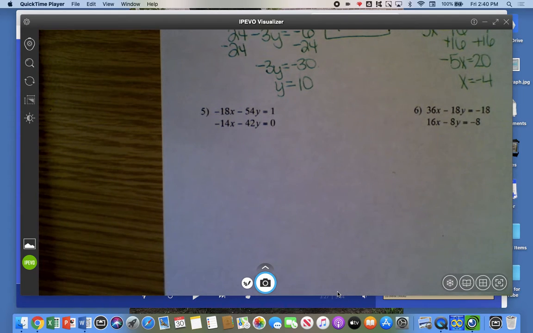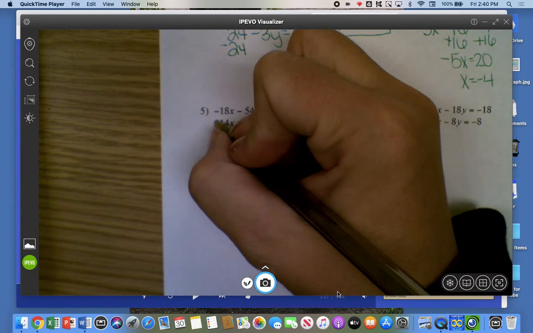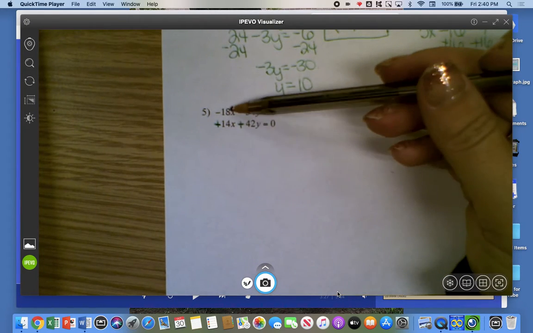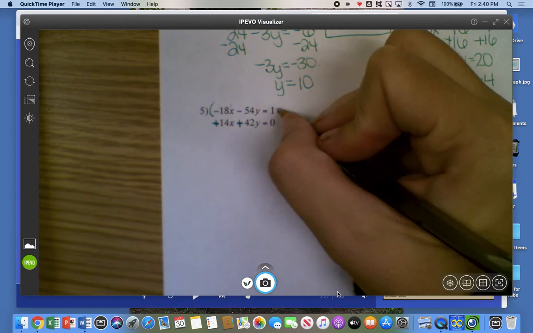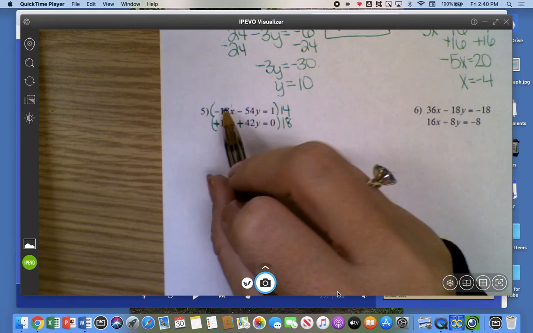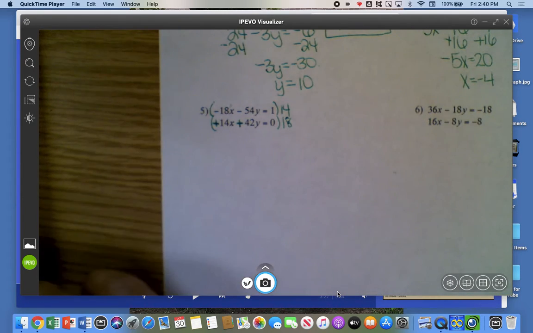All right, so here we do not have opposite signs, but guess what? We can just change this right off the bat. So they do. All right, if you don't know a number that 18 and 14 both go into, just multiply the top by 14 and the bottom by 18. Just multiply them by the opposites, and then they will end up being the same coefficient.